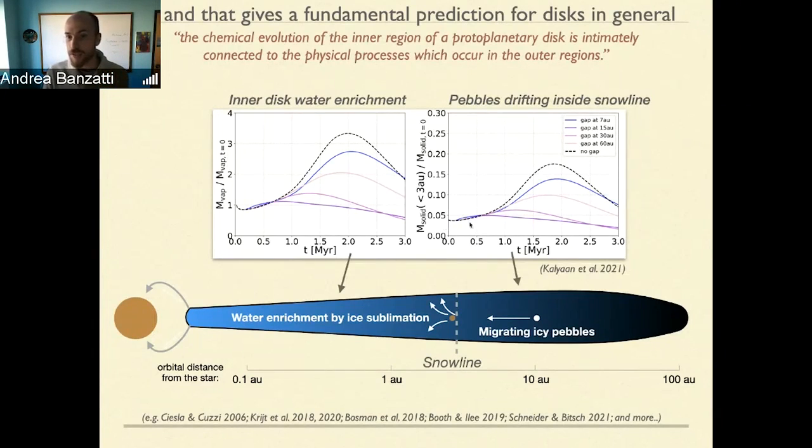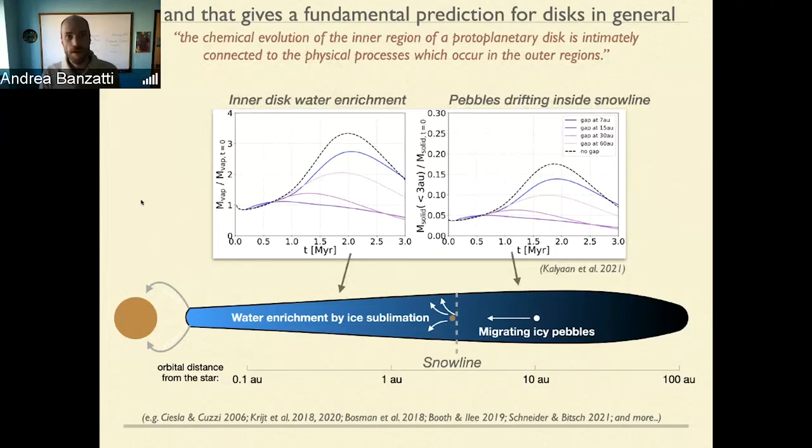You see as the pebbles are drifting in, a larger mass of pebbles is drifting inside of the snowline. There is an enrichment in water vapor that reaches a peak around a few million years, and then followed by a decline. The decline is because there are no pebbles anymore, so the outer disk is being depleted. So there is no more the source of that ice, and also gas is accreted onto the star. So again, this is a recent version of a fundamental prediction from more than 20 years ago.